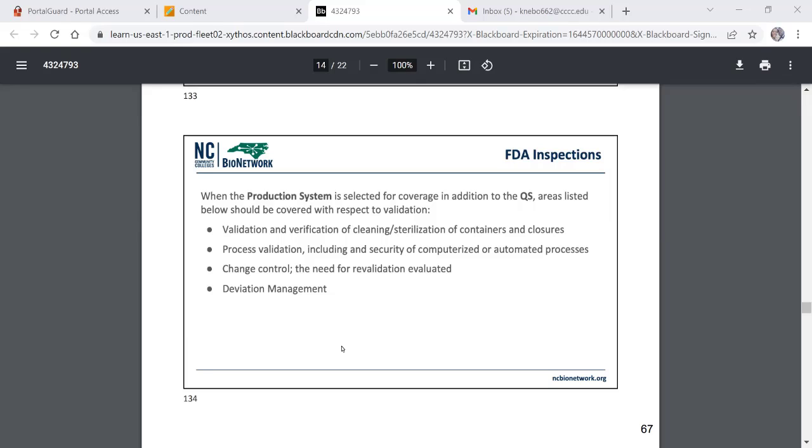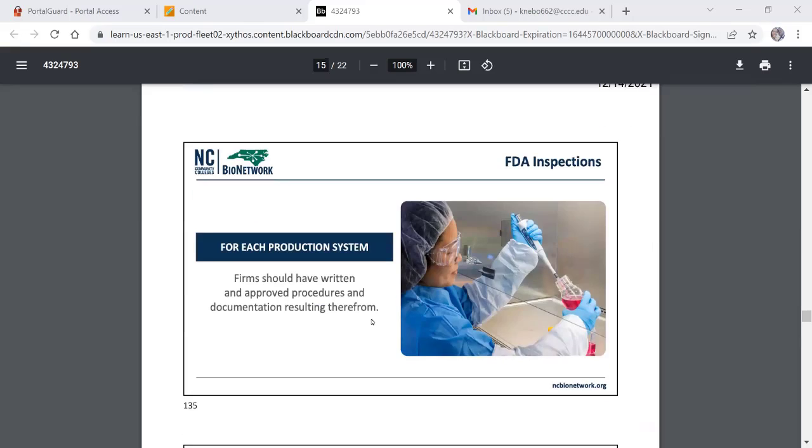So as far as validation, so your cleaning, sterilization, your process, is it validated correctly? Change controls, or had you documented need? If you had to do a revalidation, it needs to be documented correctly. And if you had any deviations that came out of your validation, did you document it correctly? Did you have good corrective actions, preventative actions, to prevent those issues from occurring again? So all these are looked at from a validation standpoint when it comes to an FDA inspection.